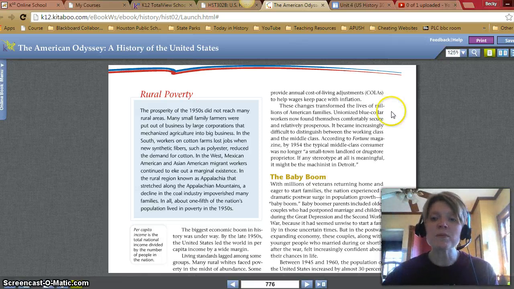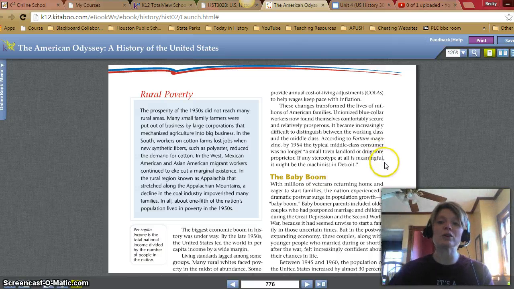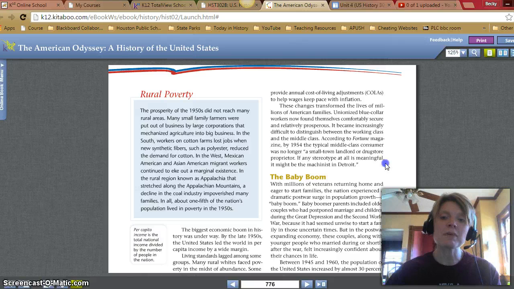These changes transformed the lives of millions of American families. Unionized blue-collar workers now found themselves comfortably secure and relatively prosperous. It became increasingly difficult to distinguish between the working class and the middle class. According to Fortune magazine, by 1954, the typical middle-class consumer was no longer a small-town landlord or drugstore proprietor. If any stereotype is at all meaningful, it might be the machinist in Detroit.